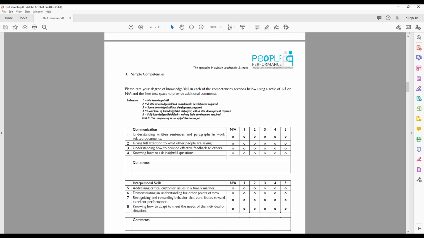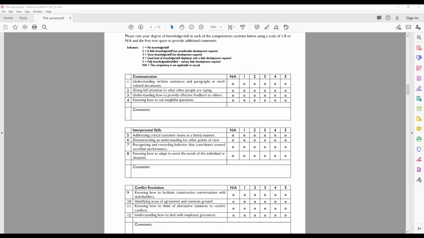Now, let's look at a different one. Here, sample competencies. You see the word used here is competencies, right? Communication. Let's assume that the company has already understood the business strategy, has done all the mapping, the desire and all, and now this is competency. It says understanding written sentences and paragraphs in work-related documents. So it gives you a sense that this applies more towards maybe clerical staff. So obviously they will do this.